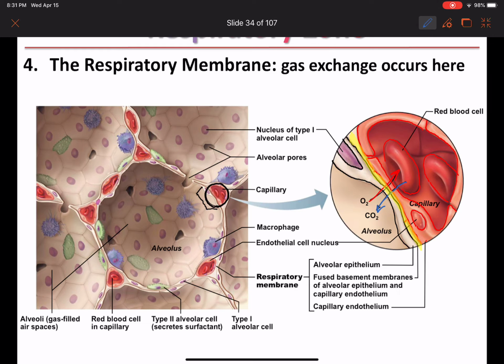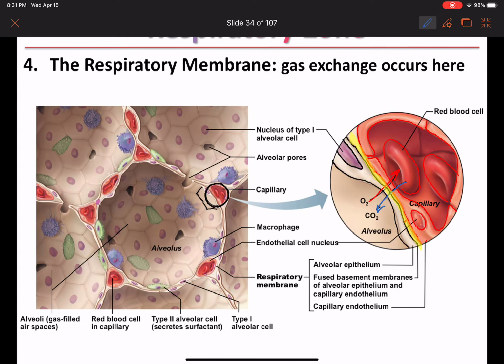So if you have any type of lung disease that results in diffuse edema, we call that pulmonary edema, right, then that can significantly decrease the ability of your lungs to take oxygen in from the air or release CO2 from the blood.